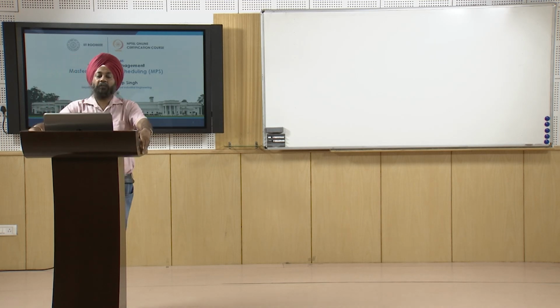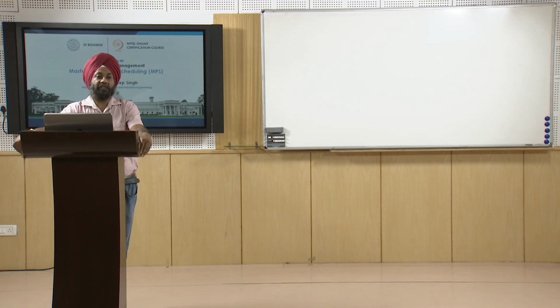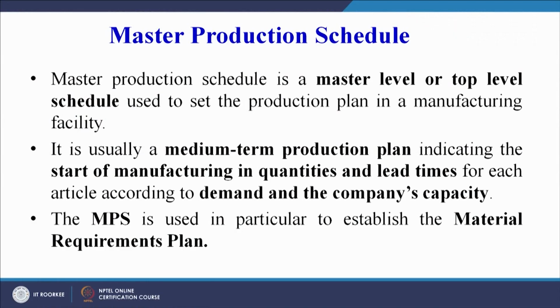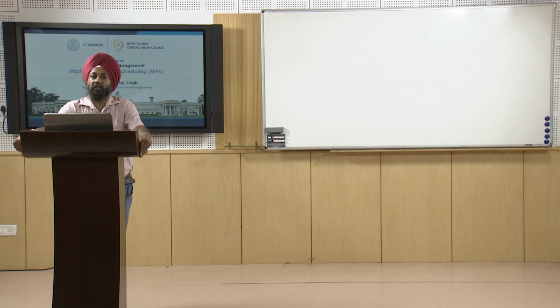It is usually a medium term production plan indicating the start of manufacturing, quantities and lead times for each article according to the demand and the company's capacity. So we can see here what the pull is. The pull here is the demand, and the demand has to be matched or mapped with the company's capacity. So these two are important inputs for making a master production schedule. We must know what the demand in the market is, what is the number of products that we have to produce. Also we must know what our capacity is.